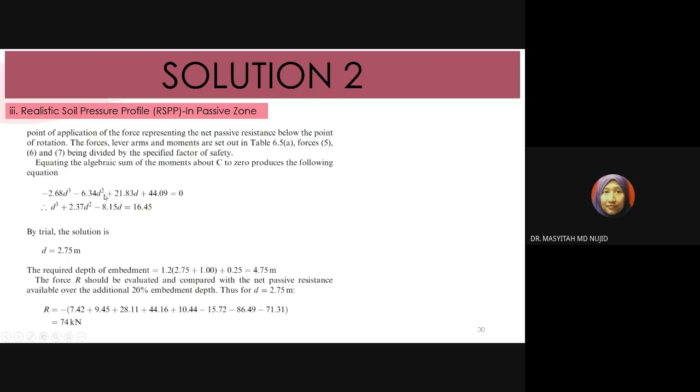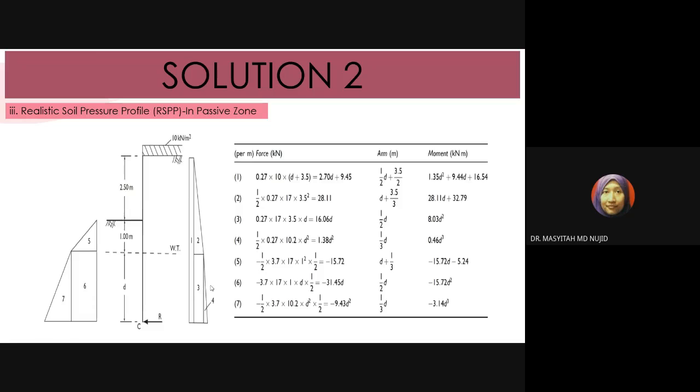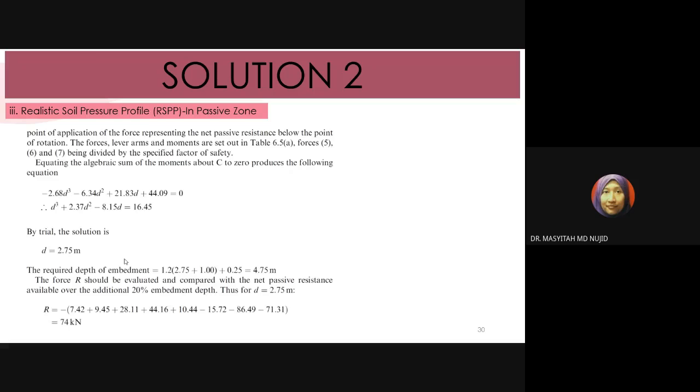Okay, by taking the force and moment about C equal to 0, this is the final equation left to you. By trial, the solution gives D as 2.75 meters. So the required depth of embedment is 4.75. And finally, D is equal to 2.75. So what is D? D is the vertical distance that we measured below the water table to the point C.